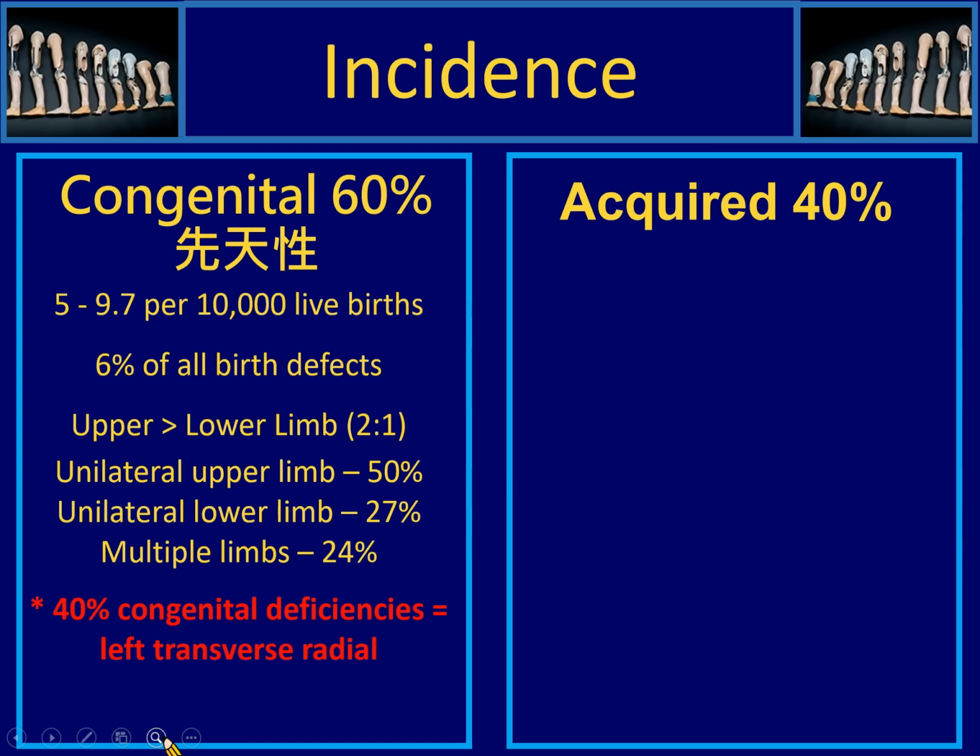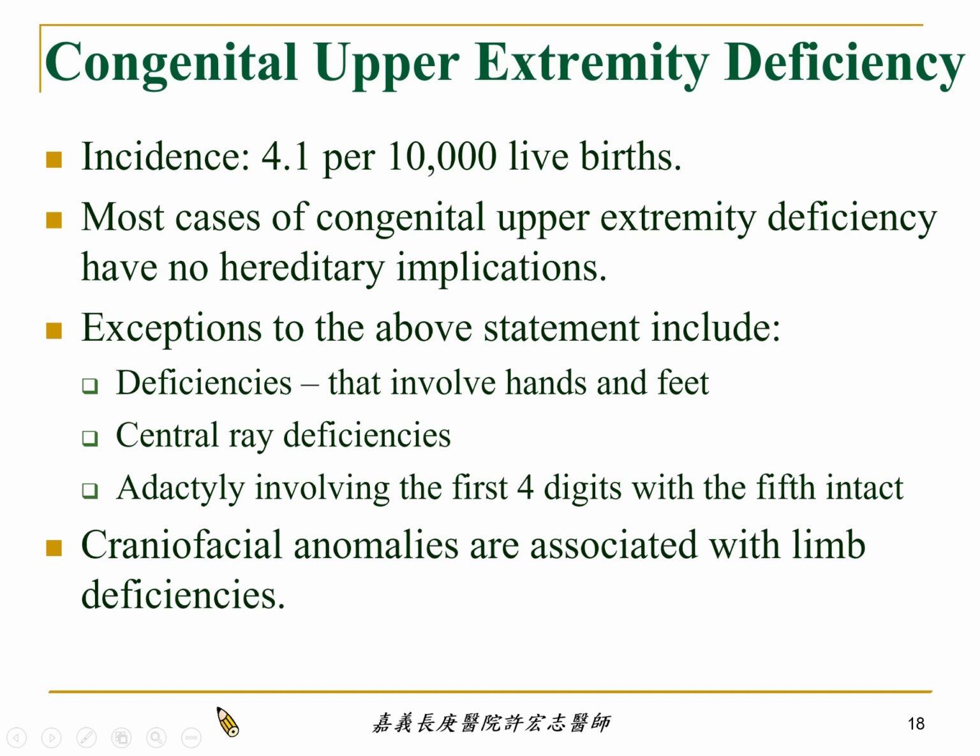Of all the congenital deficiencies, 40% of the limb deficiency is the depth transverse radial. This is very important. If we have an exam, depth transverse radial, you can memorize it, and we will discuss later. Okay, depth transverse radial. And these are the upper limb deficiencies.